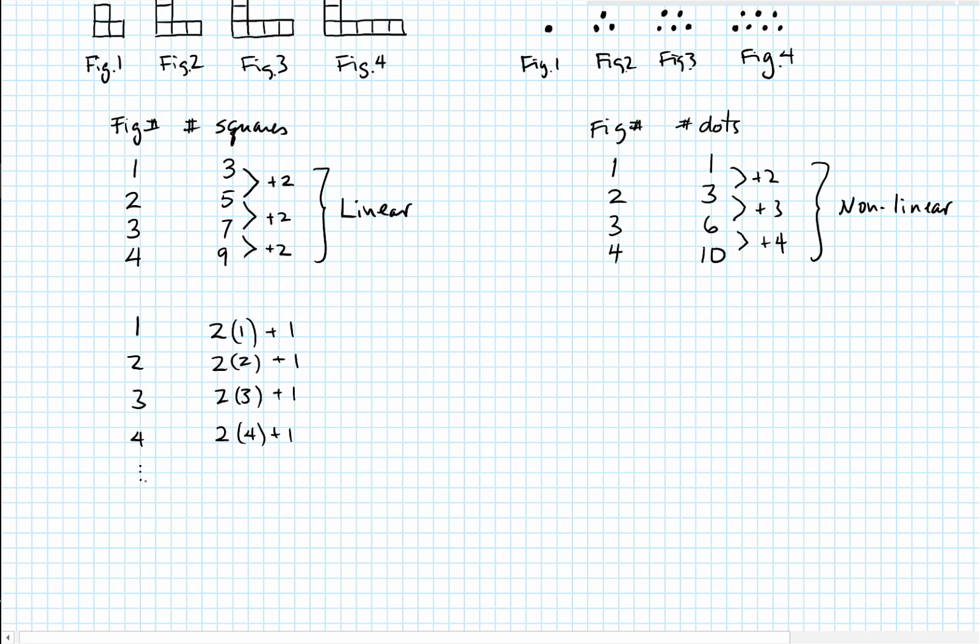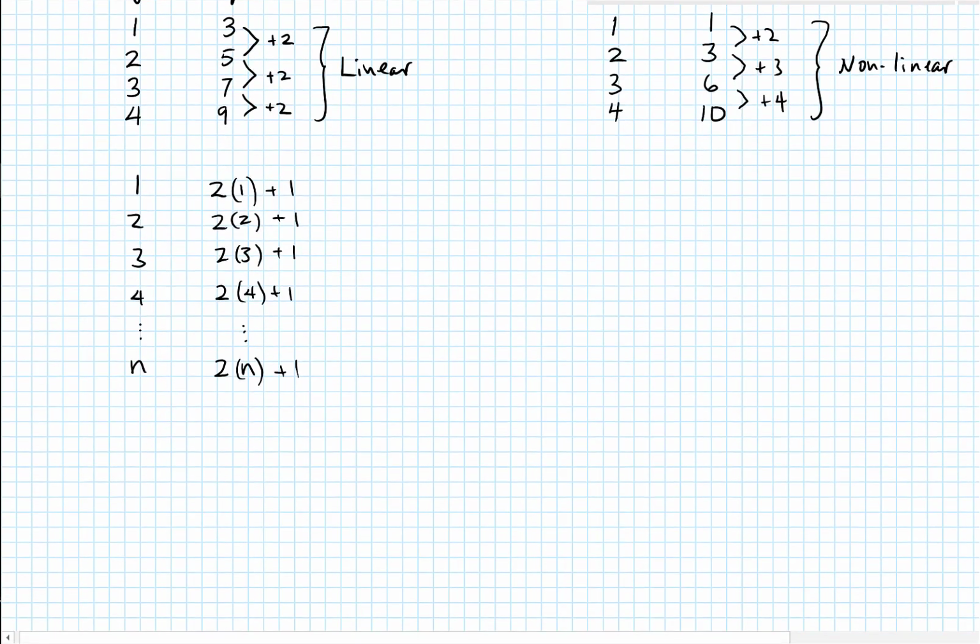If we continued this on out to some arbitrary figure number, and that is usually represented with the variable n, we could say, well, we don't know what that number is, but whatever that number is, it's going to be 2 times that number plus 1. And this is the equation that represents the number of squares for any given figure number. So for instance, we can use this to find the number of squares in the 10th figure. So the number of squares in the 10th figure would simply be 2 times 10 plus 1. So we'd have 21 squares in the 10th figure.